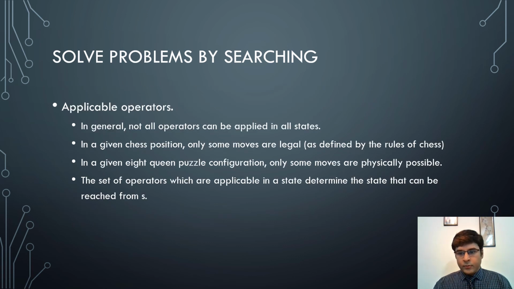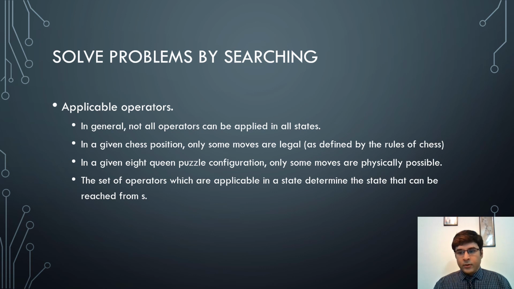Now I'll be explaining more about operators. In general, operators can be applied to only select states and not all the states. For example, in a game of chess, a particular move is determined by the rules of chess for that particular piece in the current state. For instance, you must have heard about the 8 queens puzzle configuration, where it is required to put 8 queen pieces on a chessboard so that no queen attacks another, and the target goal is to find such an arrangement of 8 queens on the board.